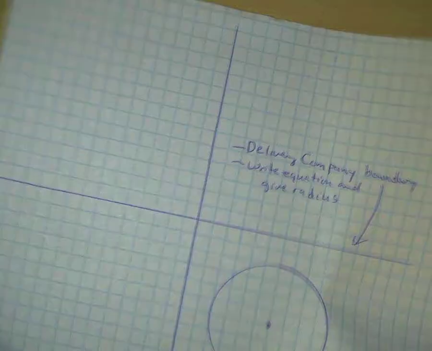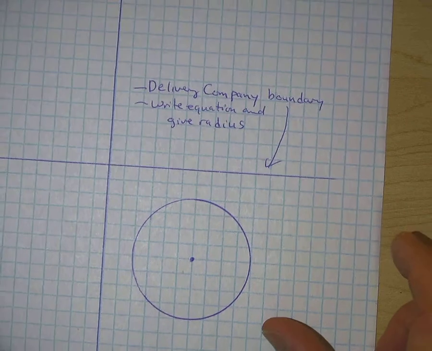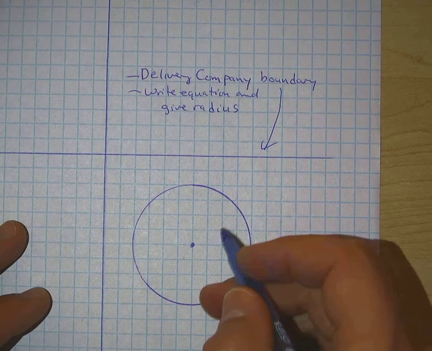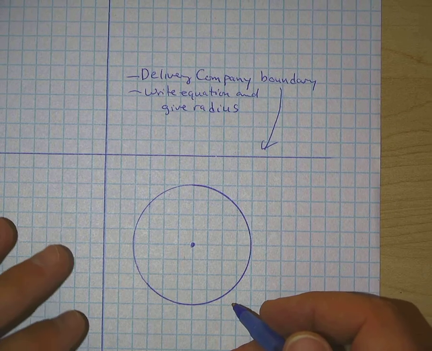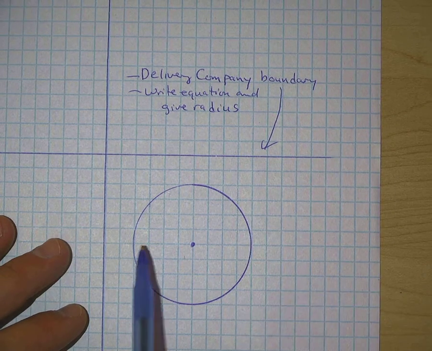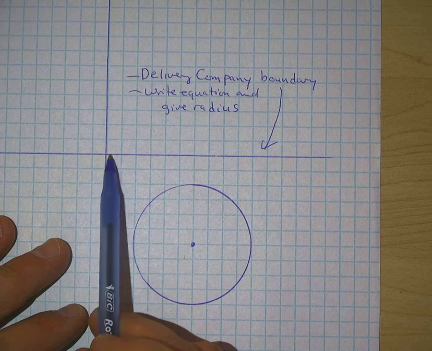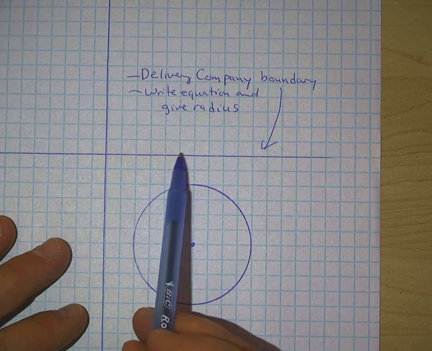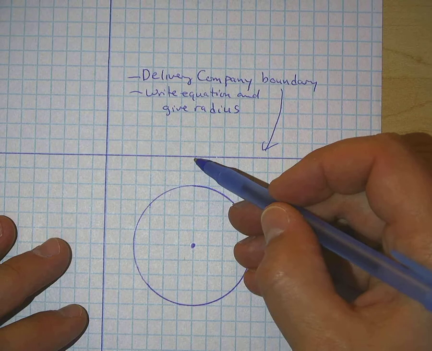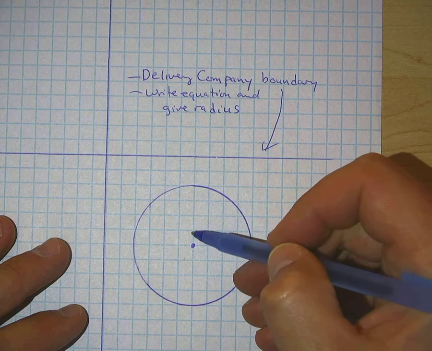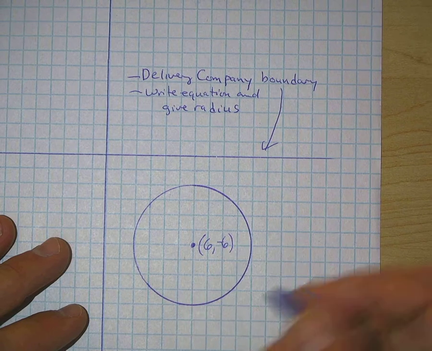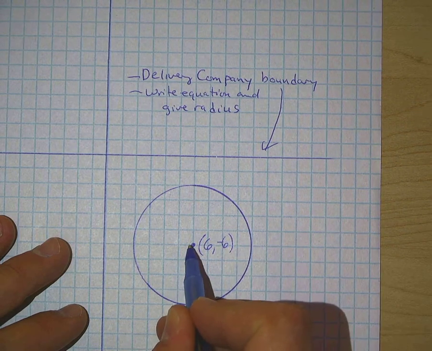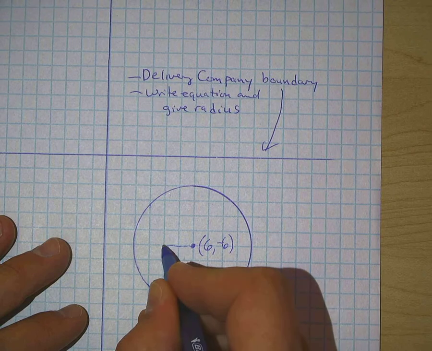All right, next we have a graph. And let's say there's a delivery company here that can deliver in this boundary. We want to know what the equation is going to look like. So first of all, I have to figure out what the center is. So I count from 0, count over 1, 2, 3, 4, 5, 6. And I go down 1, 2, 3, 4, 5, 6. So this is the point (6, negative 6). And the radius is 1, 2, 3, 4.